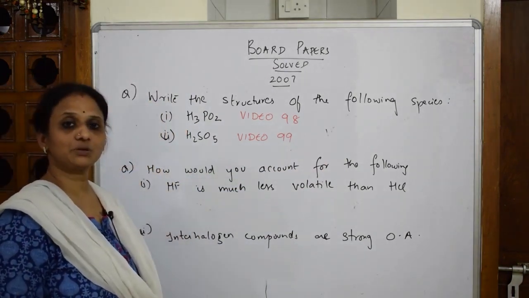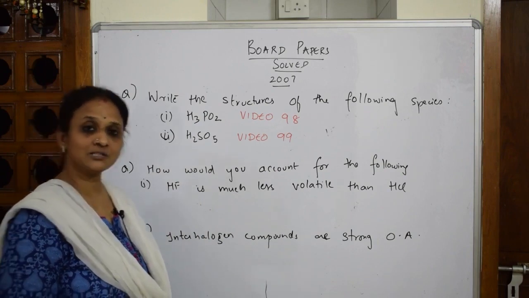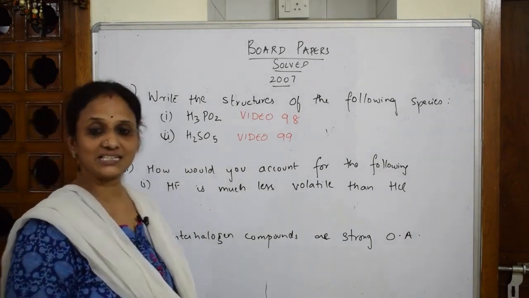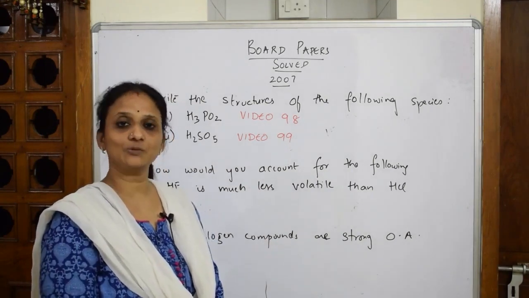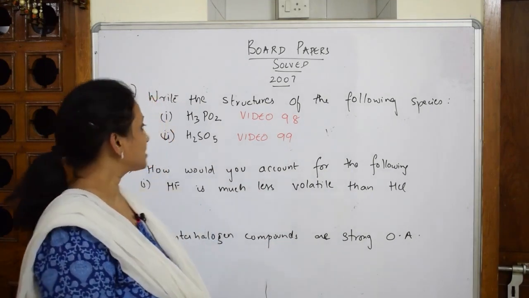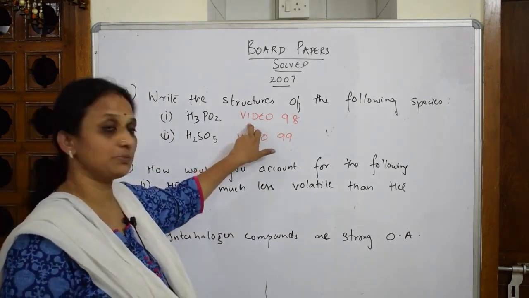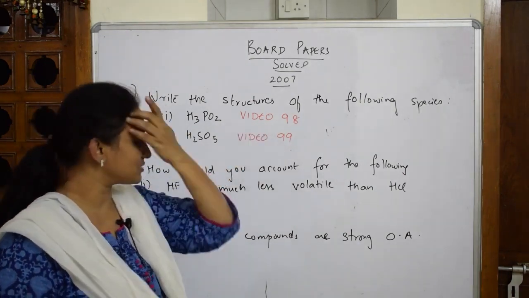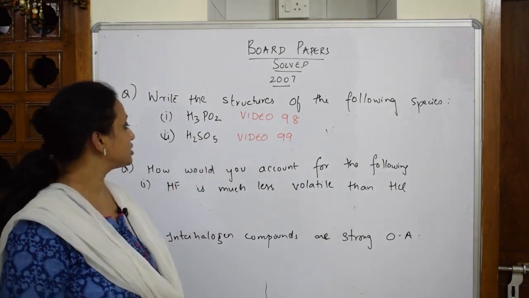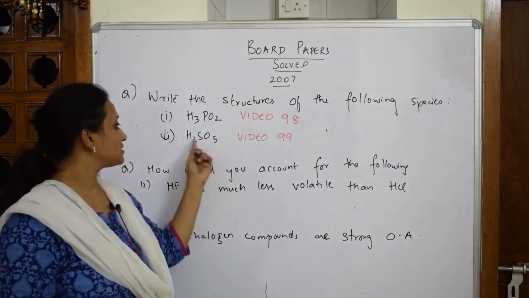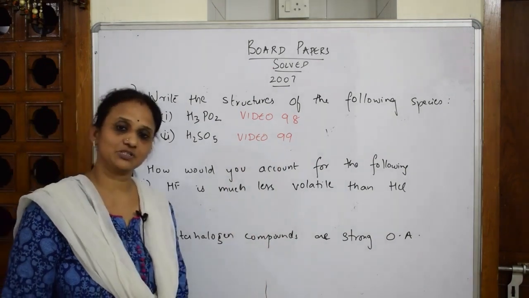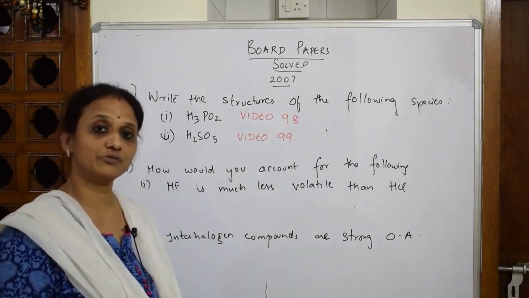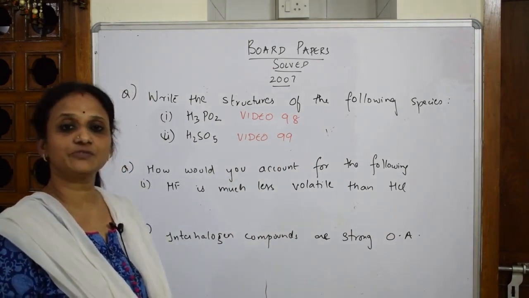The structures in P block are very, very important. That is the reason I've done 3 videos, that is 98, 99 and 100. All the 3 videos are done at the end so that you will practice it properly. The structures given are for H3PO2, which I've done in video number 98, and H2SO5, that is an oxoacid of sulfur, in video number 99. Please watch the video and practice the structures. The more you practice the structures, the easier it is for you to memorize.